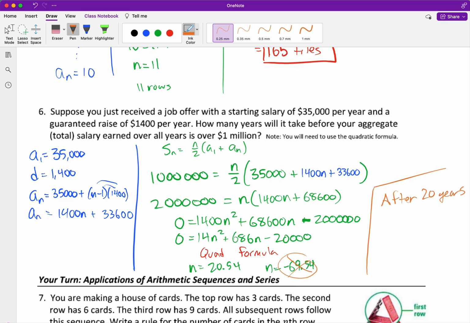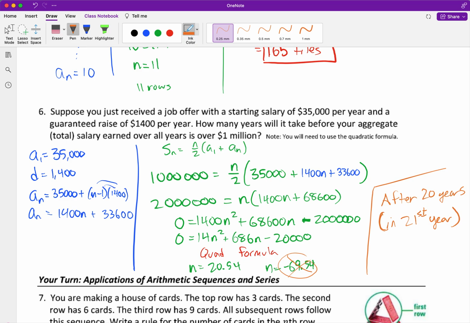Because in the 20th year, it's not going to be there yet, because I have to get to n equals 20.54 in order to get this exactly a million. And so what's actually happening is in the 21st year, this person will have made $1 million over the course of their career here. All right, and that would be my answer here. So I would accept either one, either saying after 20 years or saying in the 21st year that this person would have made $1 million.